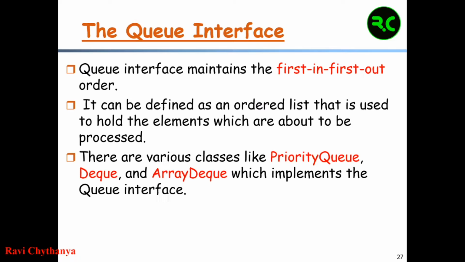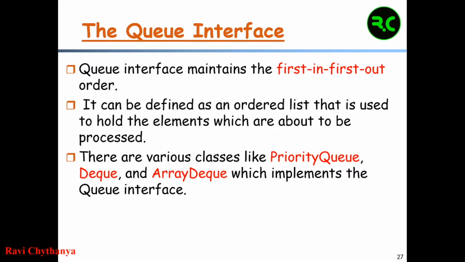The Queue interface is going to maintain the first in first out order. Obviously, I'm going to call this queue FIFO, and it can be defined as an ordered list that is going to hold the elements which are about to be processed.